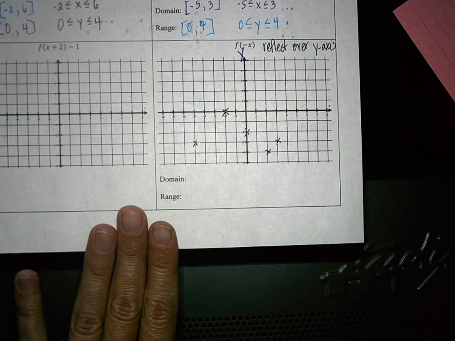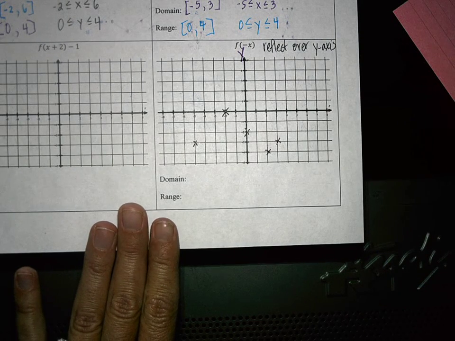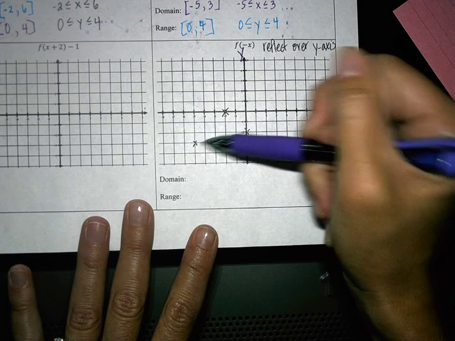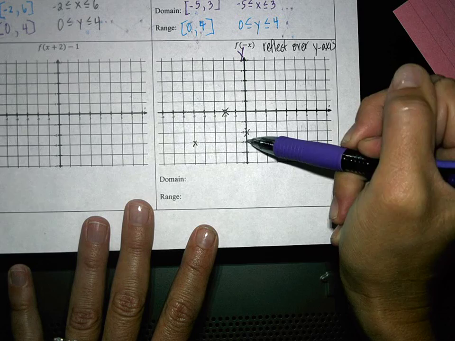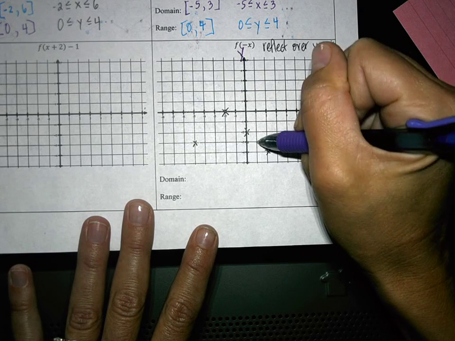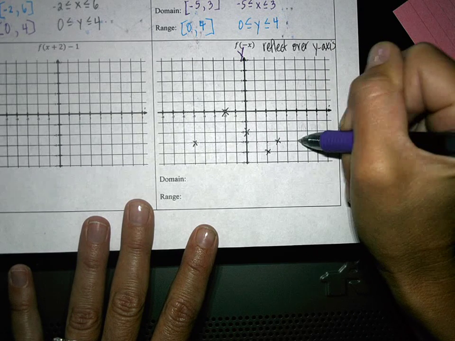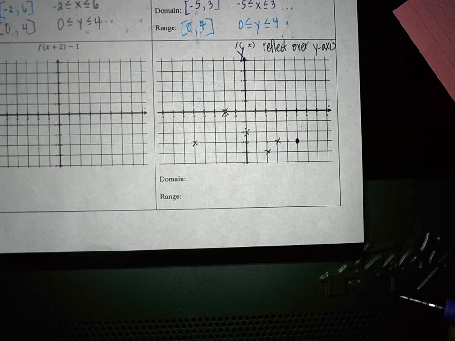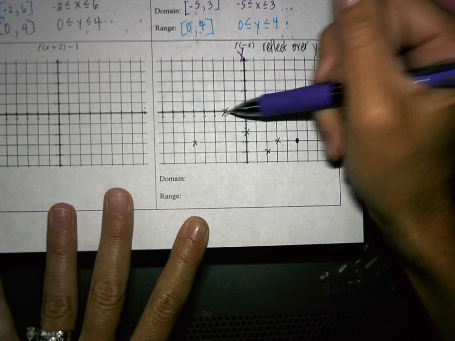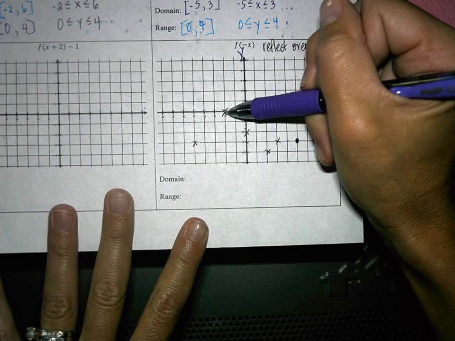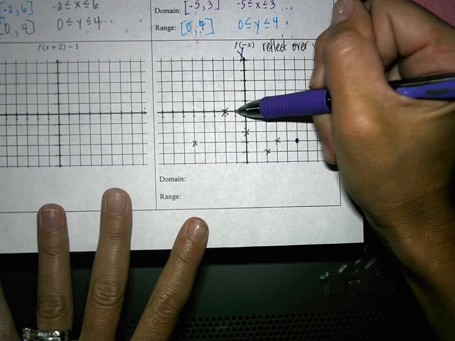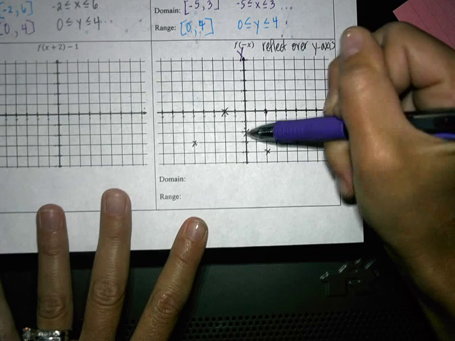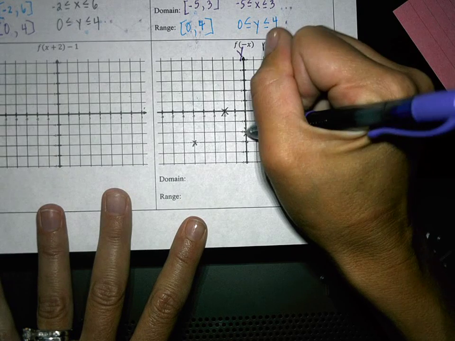Okay, so this point right here is how many away from the y? 5. So we go across 1, 2, 3, 4, 5. I make that point. Okay, I'm just going to go from left to right as I'm doing this. So this one is how many away from the y? 2. So I go 1, 2, make that point. This one's on the y-axis, so it just stays there.